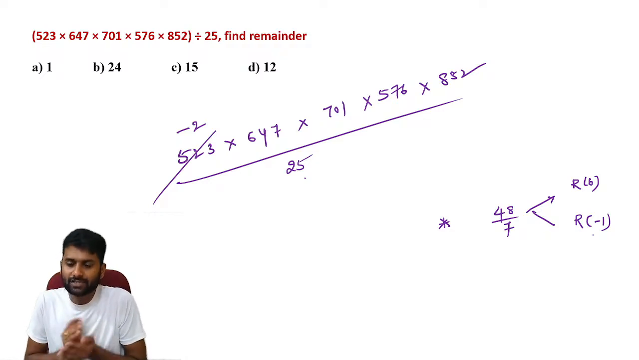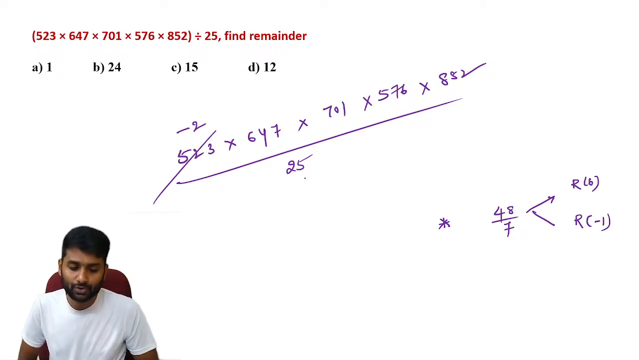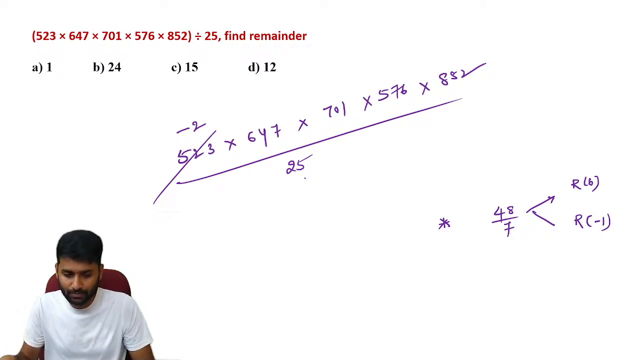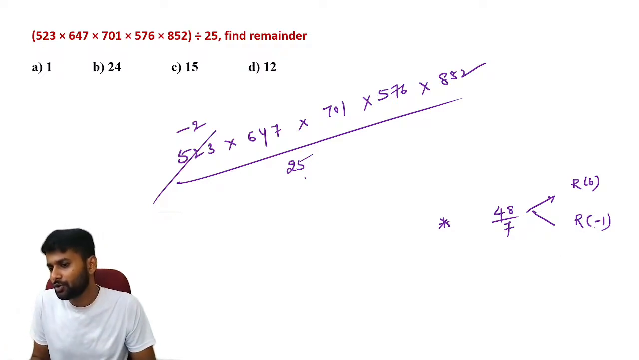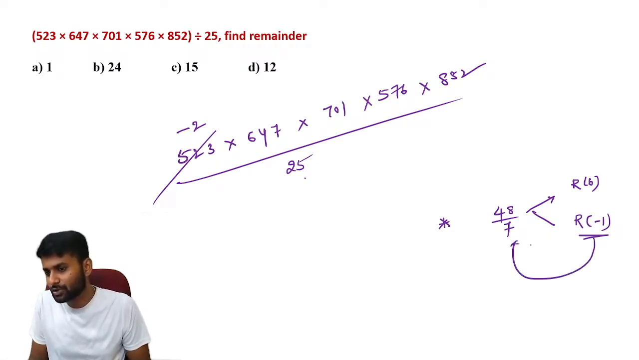See, 7 into 6 is 42. We need 6 more units. That's why we call it a remainder. But you can go through this calculation, guys. 7 square is 49 and 48 is less than 49 by 1 unit. That's why for better calculation, apply the negative remainder concept. But you have to know this information. To convert any negative remainder into the positive remainder, the value is added to the denominator.